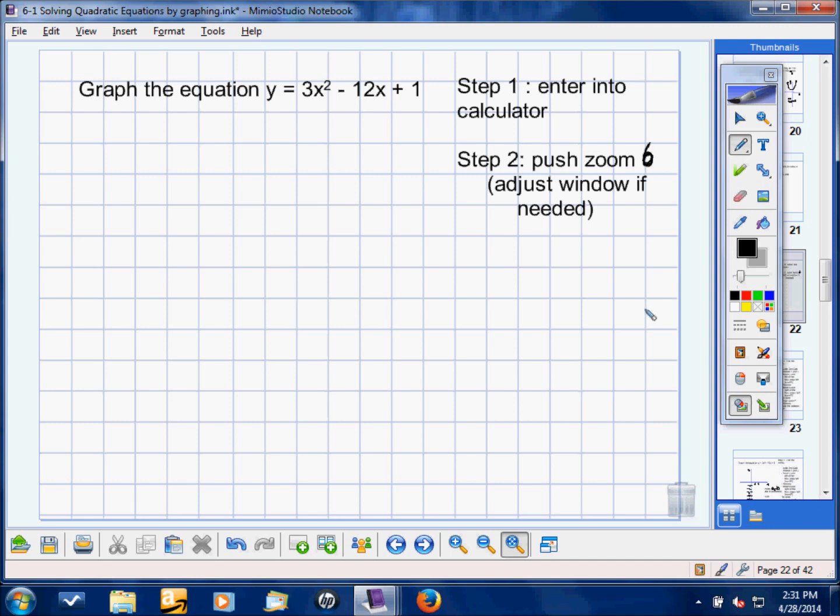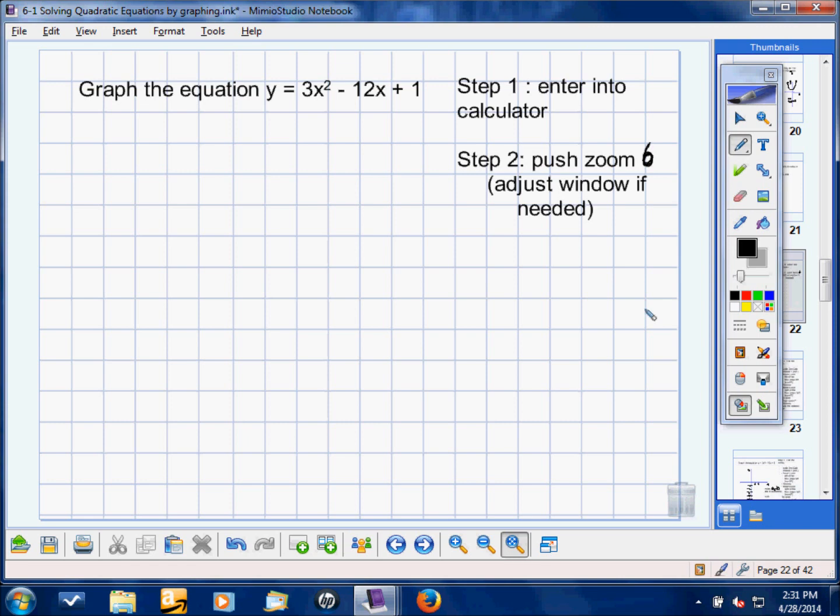Why is it doing that? Let's check your plots. Oh, there we go. We need to turn the plots off. If you have your plots on, turn your plots off. If you're having a problem, if your calculator isn't showing you your graph, make sure your plots are off.